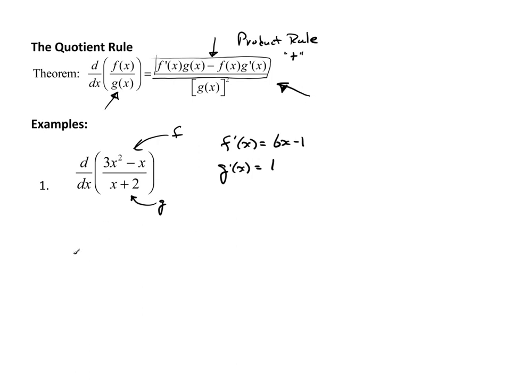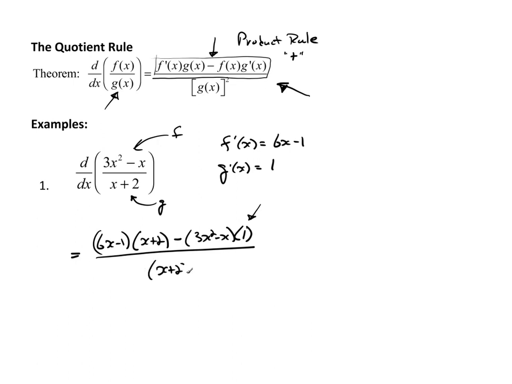So the derivative of this is going to be equal to 6x minus 1 times g of x, which is x plus 2, minus f of x, which is 3x squared minus x, times g prime, which is just 1. And obviously that 1 doesn't do anything, but I think it's a good idea when you're first doing this to put it in, just so you remind yourself when you're looking at your work later where that came from, so you know you'll have all the pieces. And then in the bottom here, I'll have x plus 2 quantity squared.